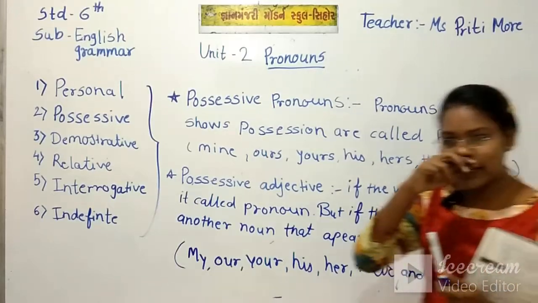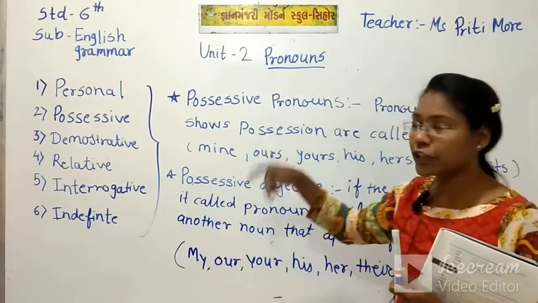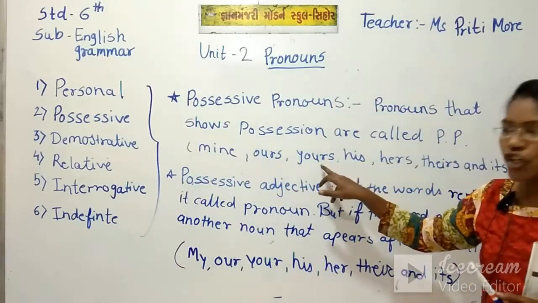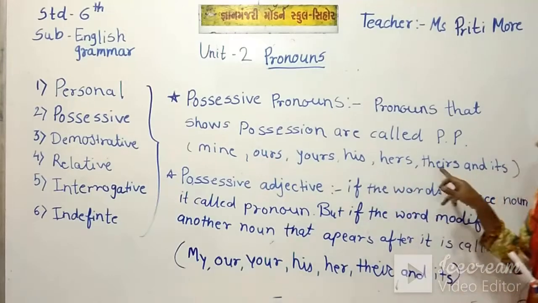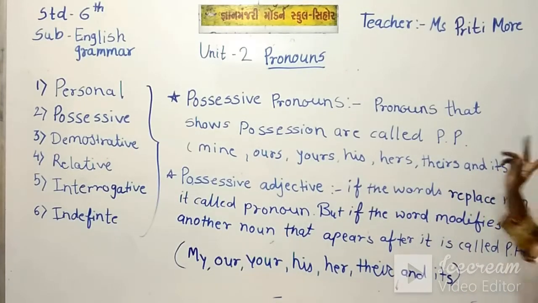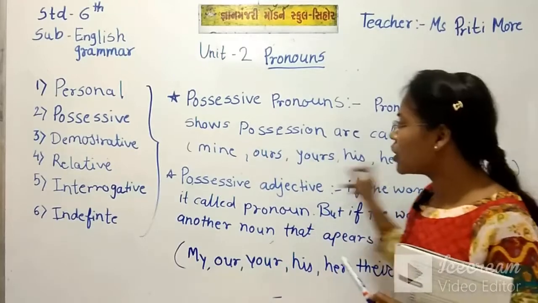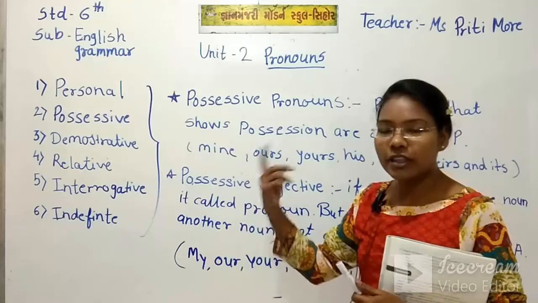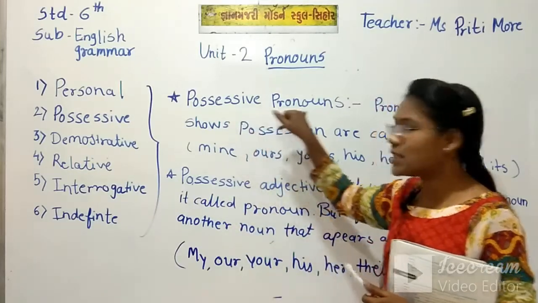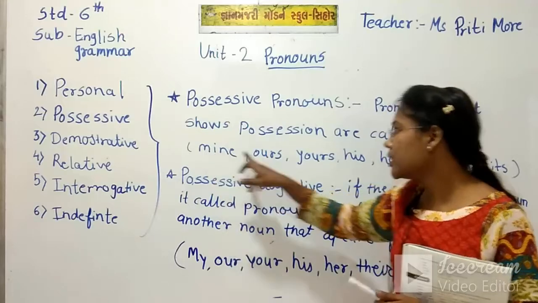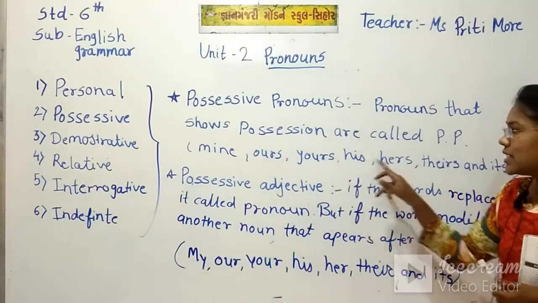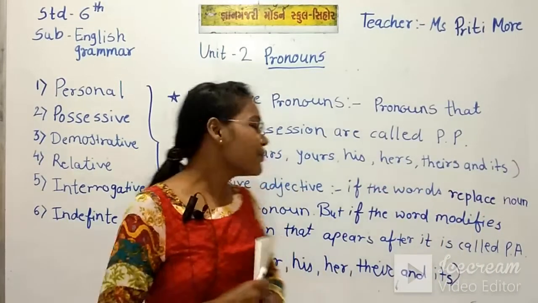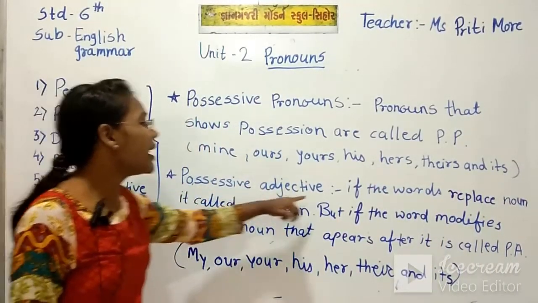The words that help us identify the possessive pronoun in the sentence are like mine, ours, yours, his, hers, theirs and its. If these words are coming in the sentence, we can understand that the underlined word is a possessive pronoun. Now see, the next one is the possessive adjective.